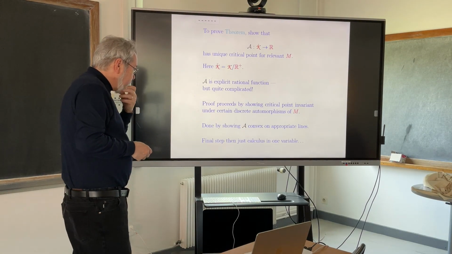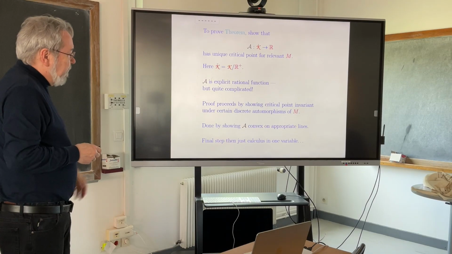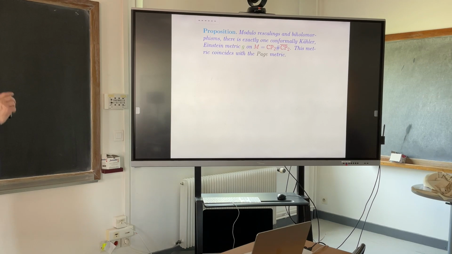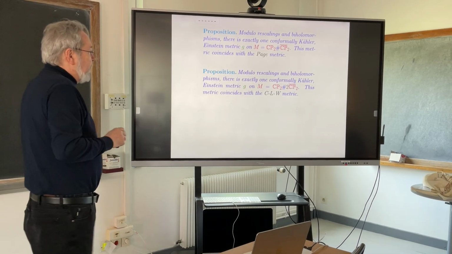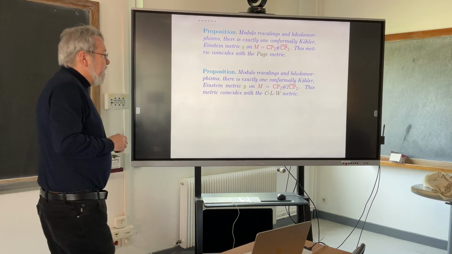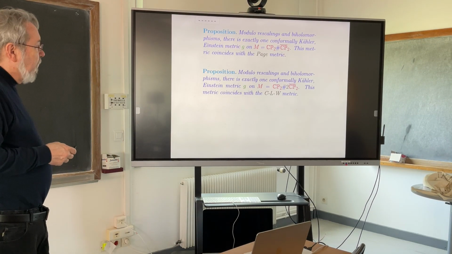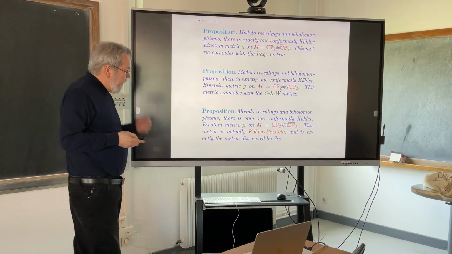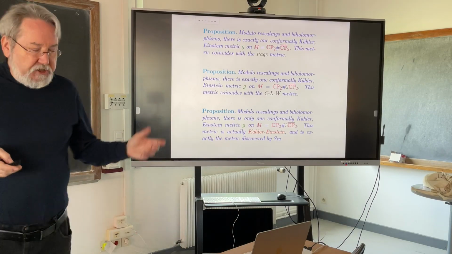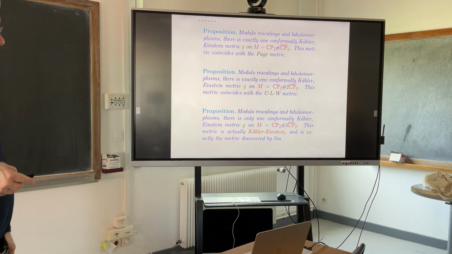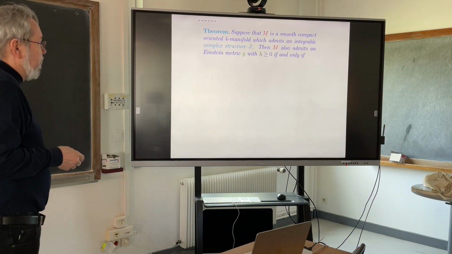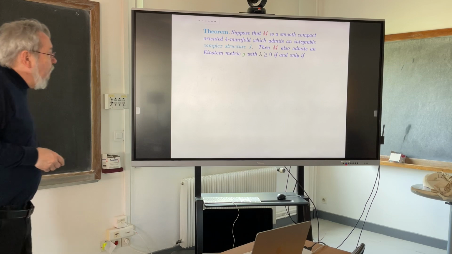So using some ideas along these lines, you can eventually show that, first, on CP2 blown up at one point, the Page metric is the only candidate. There's exactly one candidate, which is the one that I found with Chen and Weber on CP2 blown up at 2 points. And if you do this on CP2 blown up at 3 points, the only critical point is actually at C1. The metric is actually Kähler-Einstein. That's the SU metric. And so that eventually gives rise to the theorem.